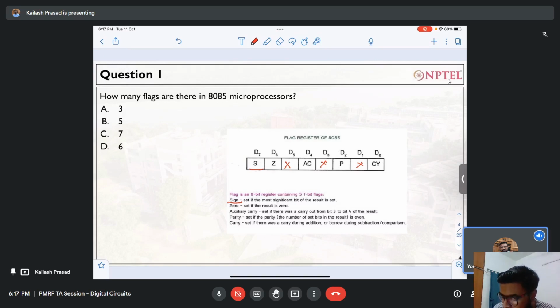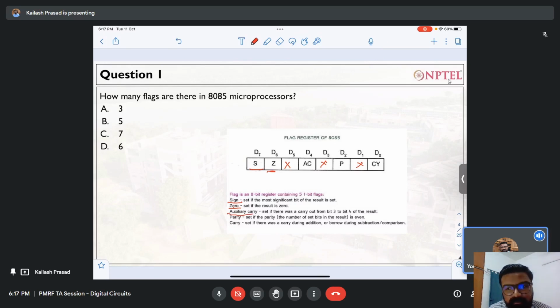Okay, Z is the zero flag. Many times we require this zero, and we will understand it in one of the examples. Whenever the result of any operation comes out to be zero, Z becomes one. Then we have the AC flag. AC is the auxiliary carry flag.